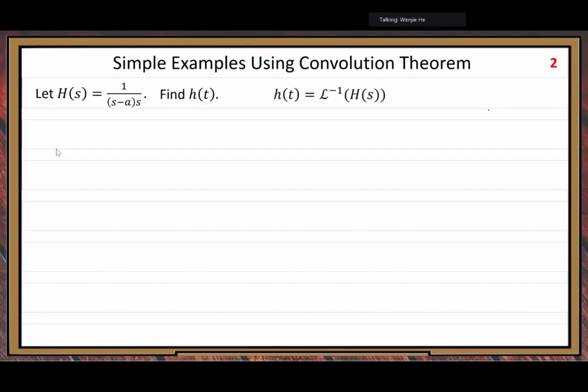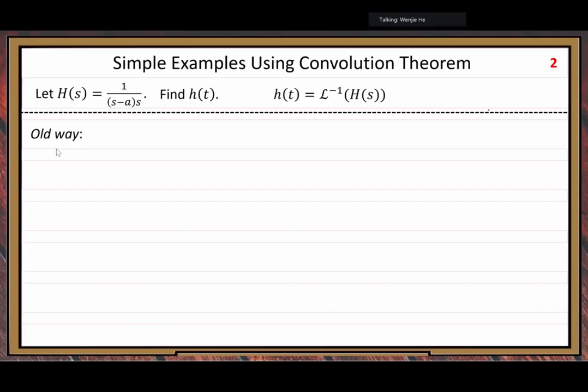All right. So now we need to calculate the inverse Laplace transform of this capital H function. Let's do it the other way, without using the convolution theorem, because we want to verify, using two different ways to get the same result. We split the fraction 1 over (s minus a) times s into the difference of these two fractions. Can you see the split quickly?